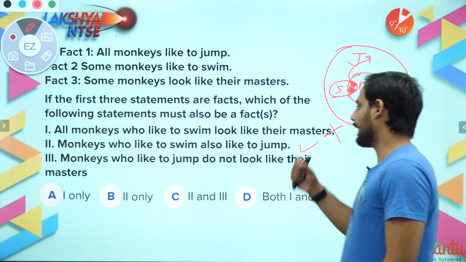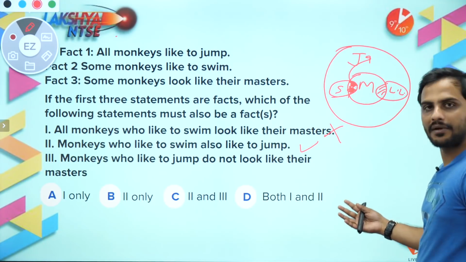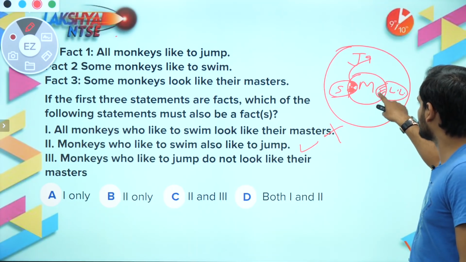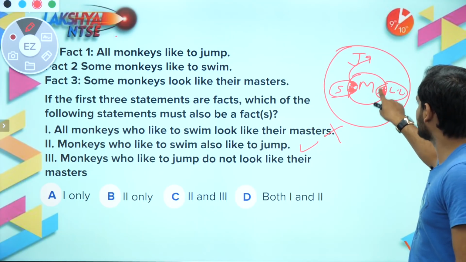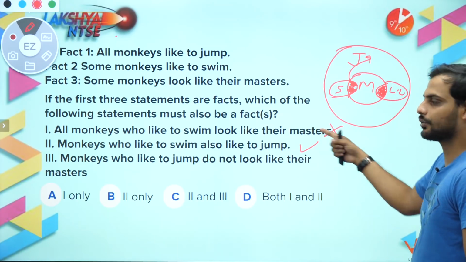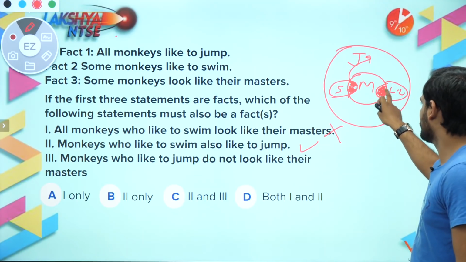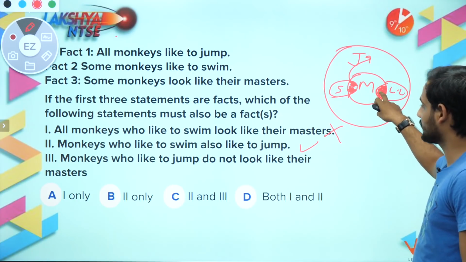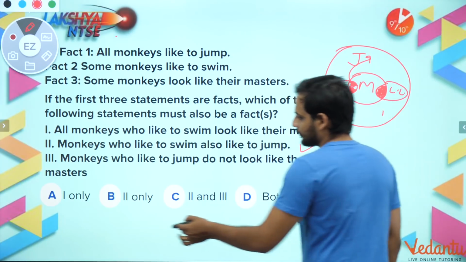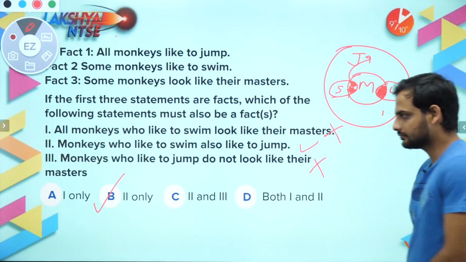Third, monkeys who like to jump do not look like their masters. No. Since all monkeys like to jump, these monkeys who look like their masters also like to jump. Now what they are saying is that those who like to jump do not look like their masters. No. These monkeys look like their master, but they also like to jump. So the third is also wrong. So only option B is correct.